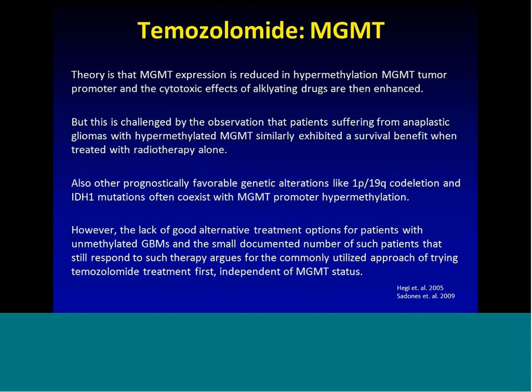So the theory is that you have reduced MGMT expression, a hypermethylated MGMT promoter, and then cytotoxic effects from the chemotherapy. But with a lack of good alternative treatment or another pathway to treat unmethylated patients, we're giving them temozolomide anyway. So it is very scientific.